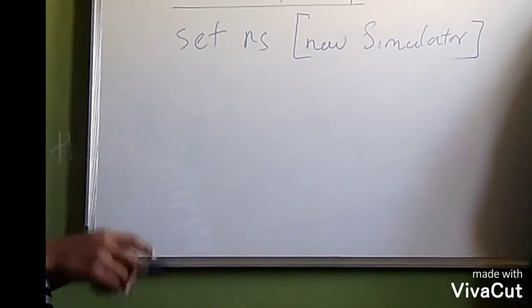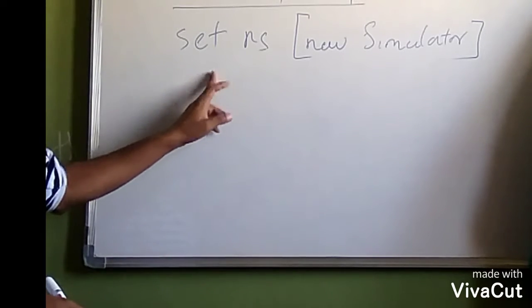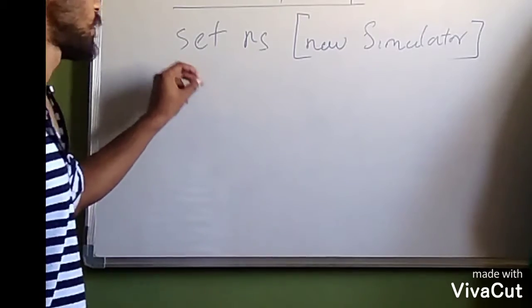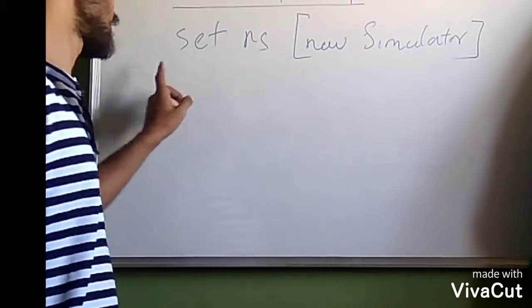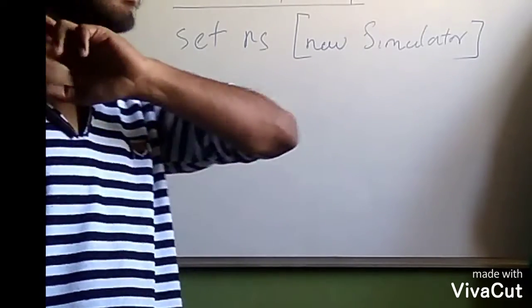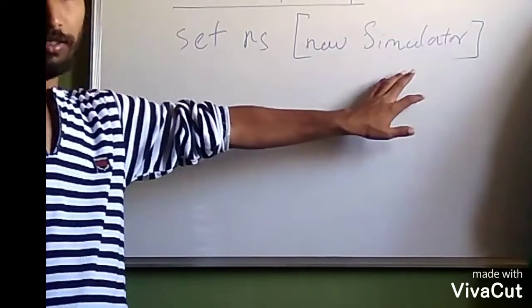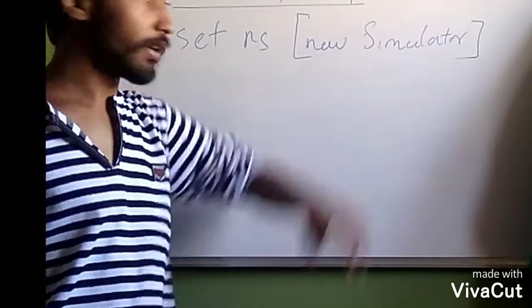All the programs written in NS start off with the statement called set ns new simulator. What this statement means is that we are taking the class that is our original NS program.